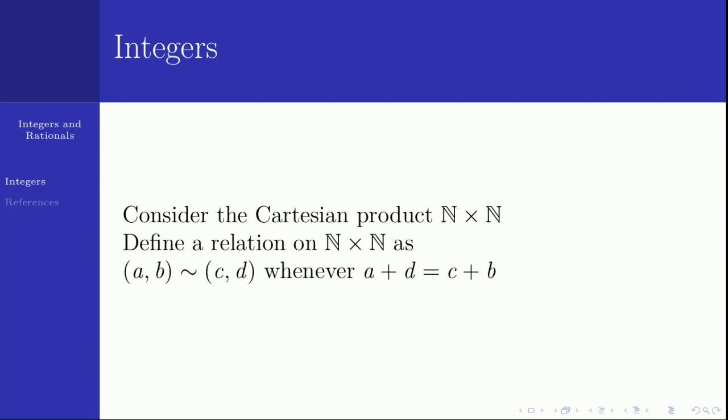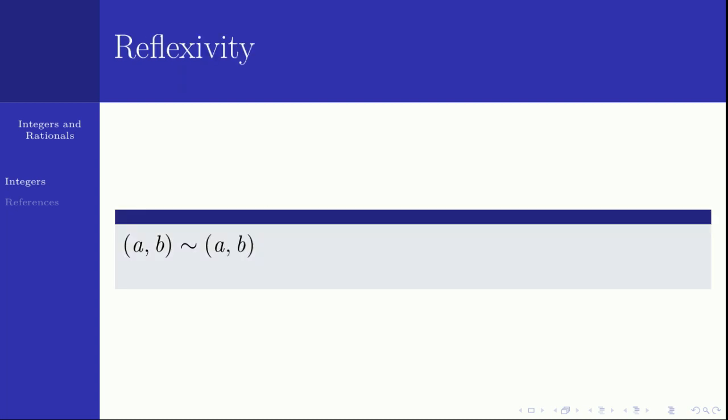Now we will define a relation on N cross N: the ordered pair (A, B) is related to the ordered pair (C, D) whenever A plus D equals C plus B. What we are going to prove here is that this relation is an equivalence relation. To prove a relation is an equivalence relation, what should you check? You should check reflexivity, symmetry and transitivity. Let us check reflexivity. I want to prove (A, B) is related to (A, B). It is very easy, because A plus B is equal to A plus B.